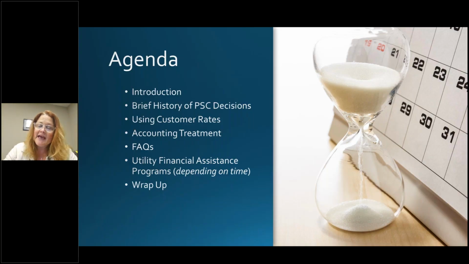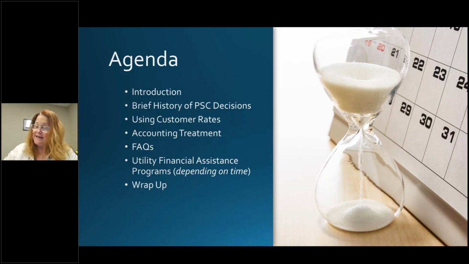We're going to go through some of the FAQs that we've received already. And then if we have time, we'll provide an overview of utility financial assistance programs. So those are financial assistance programs approved through the PSC. And then we'll do a little wrap up.